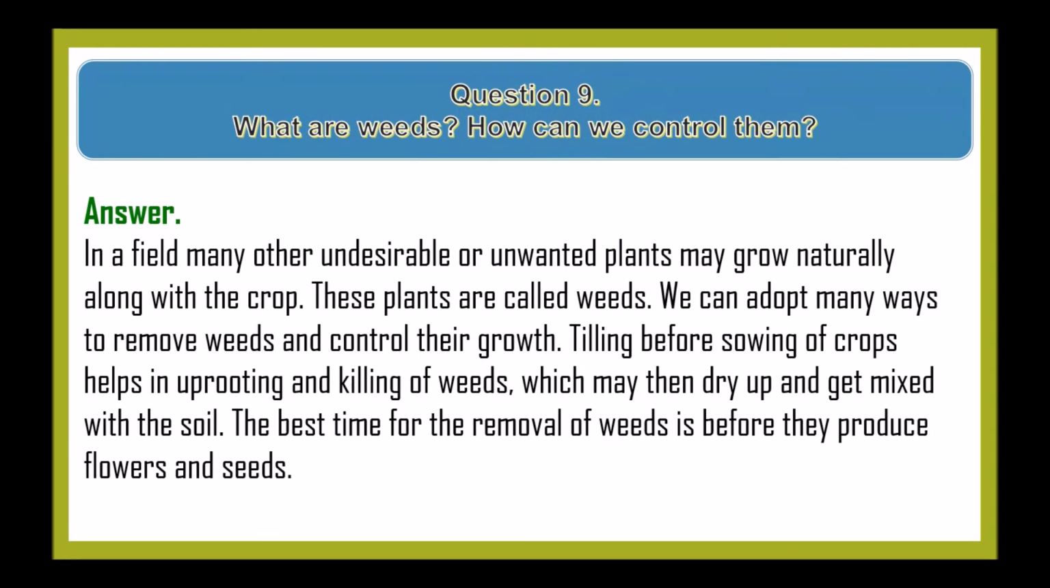The next question is, what are weeds? How can we control them? In a field, many other undesirable or unwanted plants may grow naturally along with crops. These plants are called weeds. We can adopt many ways to remove weeds and control their growth. Tilling before sowing of crops helps in uprooting and killing of weeds, which may then dry up and get mixed with the soil. The best time for the removal of weeds is before they produce flowers and seeds.